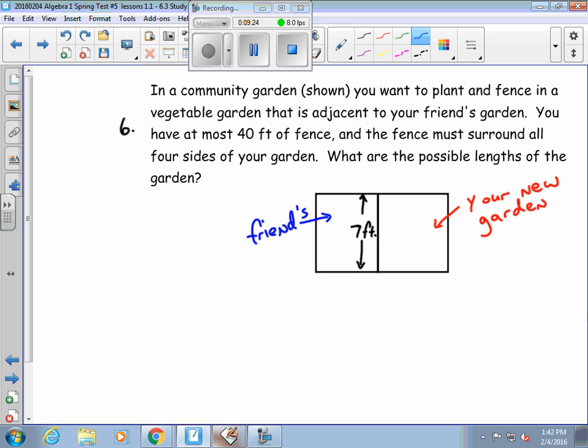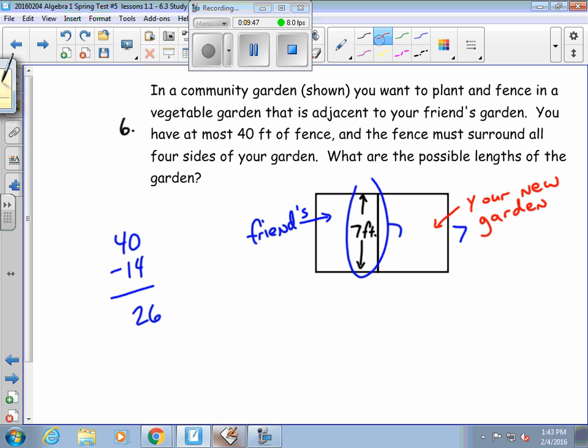Well, it's right next to your friend's. If this is 7 feet here, then that means yours is going to be 7 feet for both of those. So you have 7 feet and 7 feet for this one. So together, that's 14 feet. So if you take 40 feet of fence total and you subtract 14 from it, that means that you have 26 feet of fence left over.